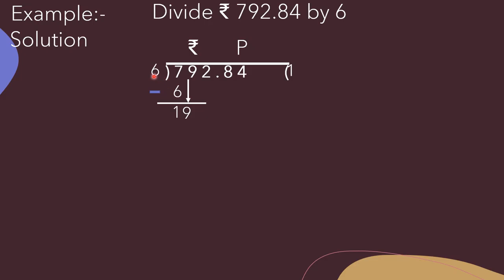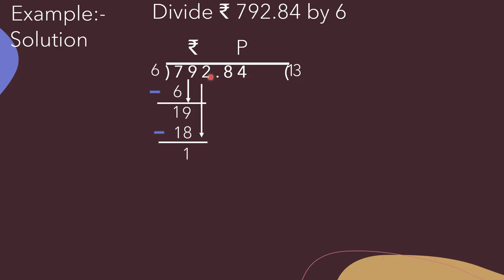6 ones are 6, 6 twos are 12, 6 threes are 18 and 6 fours are 24. So 24 is the greater number. So we will write 6 threes are 18 below it. At the quotient place we will write 3 and below 19 we will write 18. Now we have to subtract. 9 minus 8 is equal to 1.